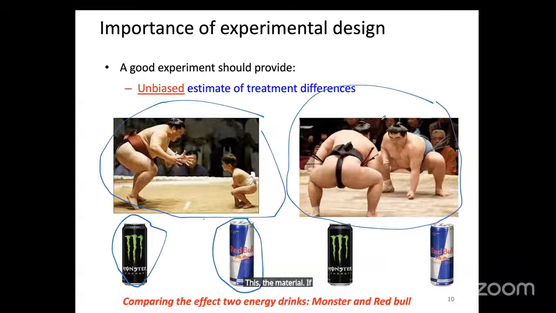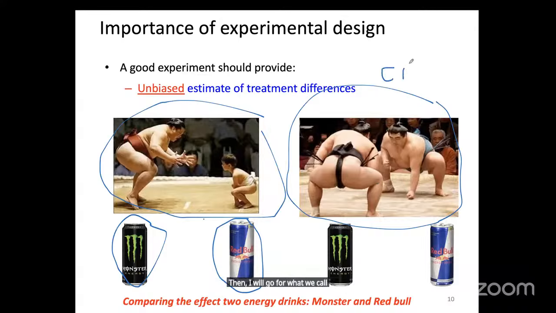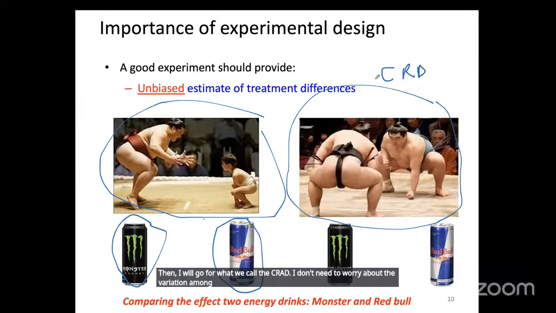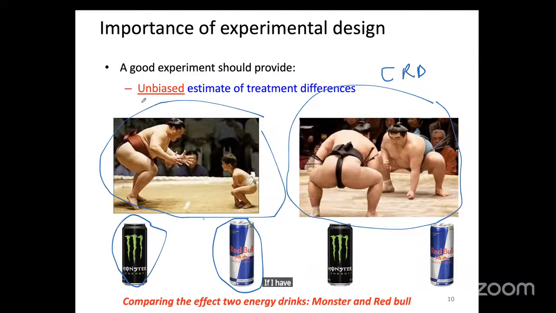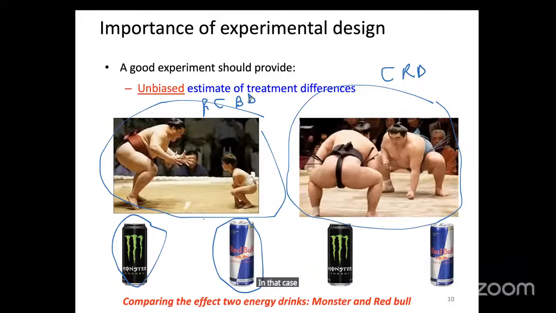If I have experimental units that are uniform, then I will go for what we call the CRD. I don't need to worry about the variation among experimental units because they are uniform. If I have experimental units that are not uniform, then I need to do some kind of blocking. So I go for randomized complete block design. That would be what I will have in that case, okay?